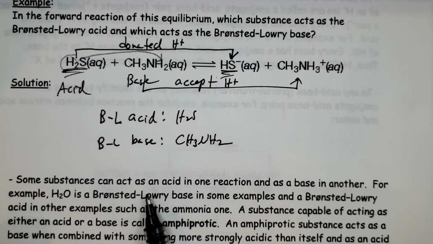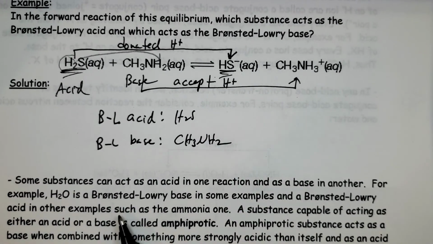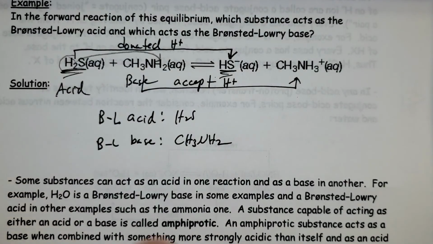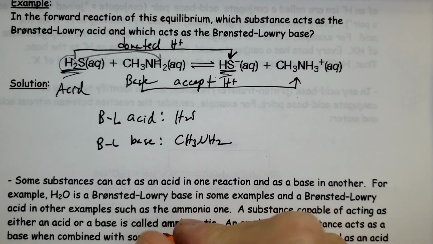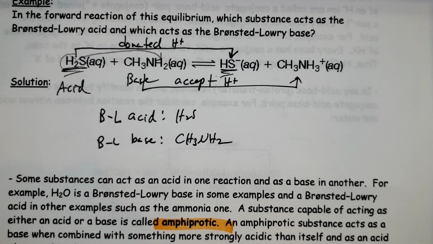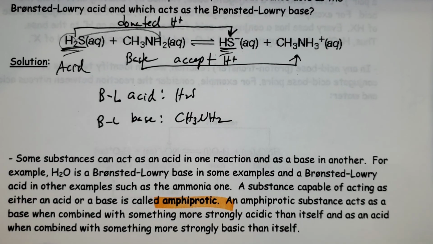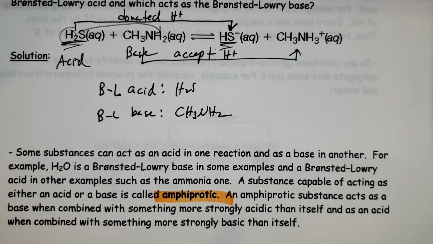Some substances can act as an acid in one reaction and as a base in another. For example, H2O is a Bronsted-Lowry base in some examples, and a Bronsted-Lowry acid in other examples. A substance that is capable of acting as either one is called amphiprotic. An amphiprotic substance acts as a base when combined with something more strongly acidic than itself, and as an acid when combined with something more strongly basic than itself.